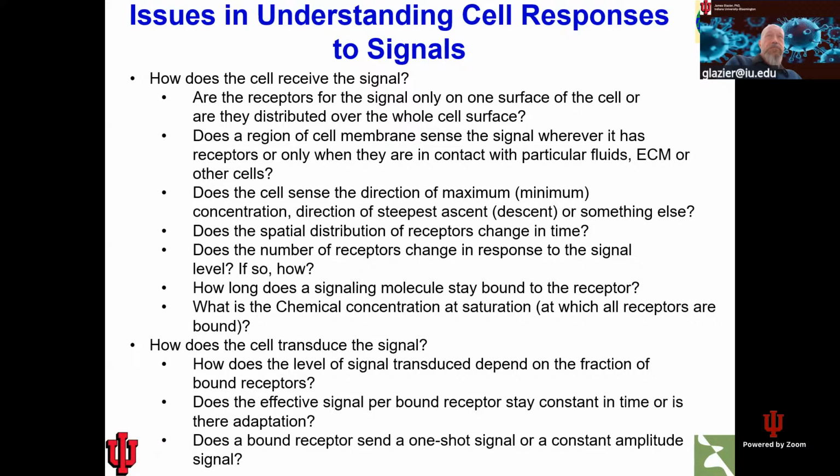So, for example, there are receptors that only respond to membrane or extracellular matrix bound signals, not to the same molecule if it's in free solution. And sometimes it's the opposite. That cell will respond to the signaling molecule in free solution, but not when it's bound to the extracellular matrix.